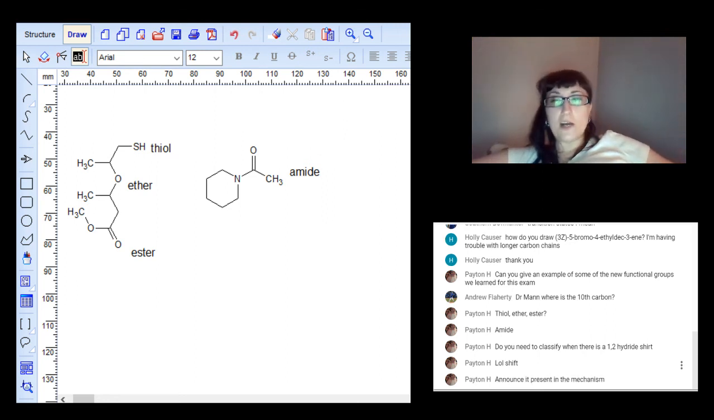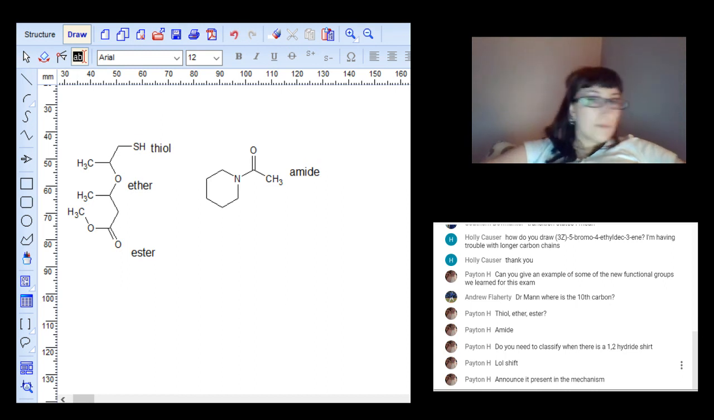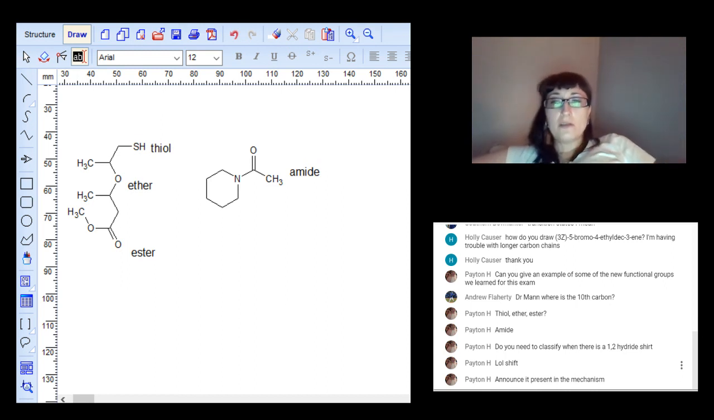To like write down plus hydride shift. Announce it present in the mechanism. I mean, if you just show it as part of the mechanism, that's fine. It would just have its own intermediate, and it would have, right, transition states for that component as well.